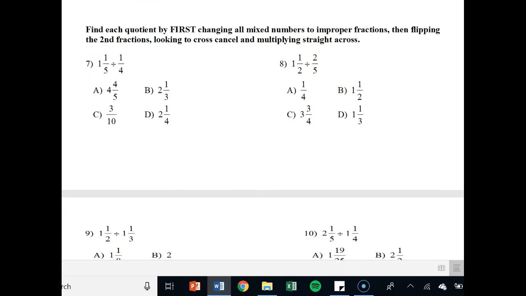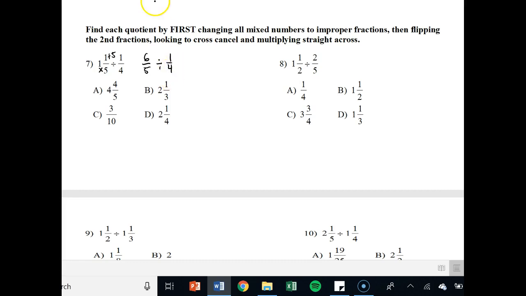Alright, so now it says find each quotient by first changing all mixed numbers to improper fractions. Remember, that's our big stop sign when we see a mixed number. We've got to change it to an improper fraction. Then flipping the second fraction, looking to cross cancel, and multiplying straight across. So first thing we're going to do is change this. 1 times 5 is 5. So I have 6 over 5 divided by 1/4.